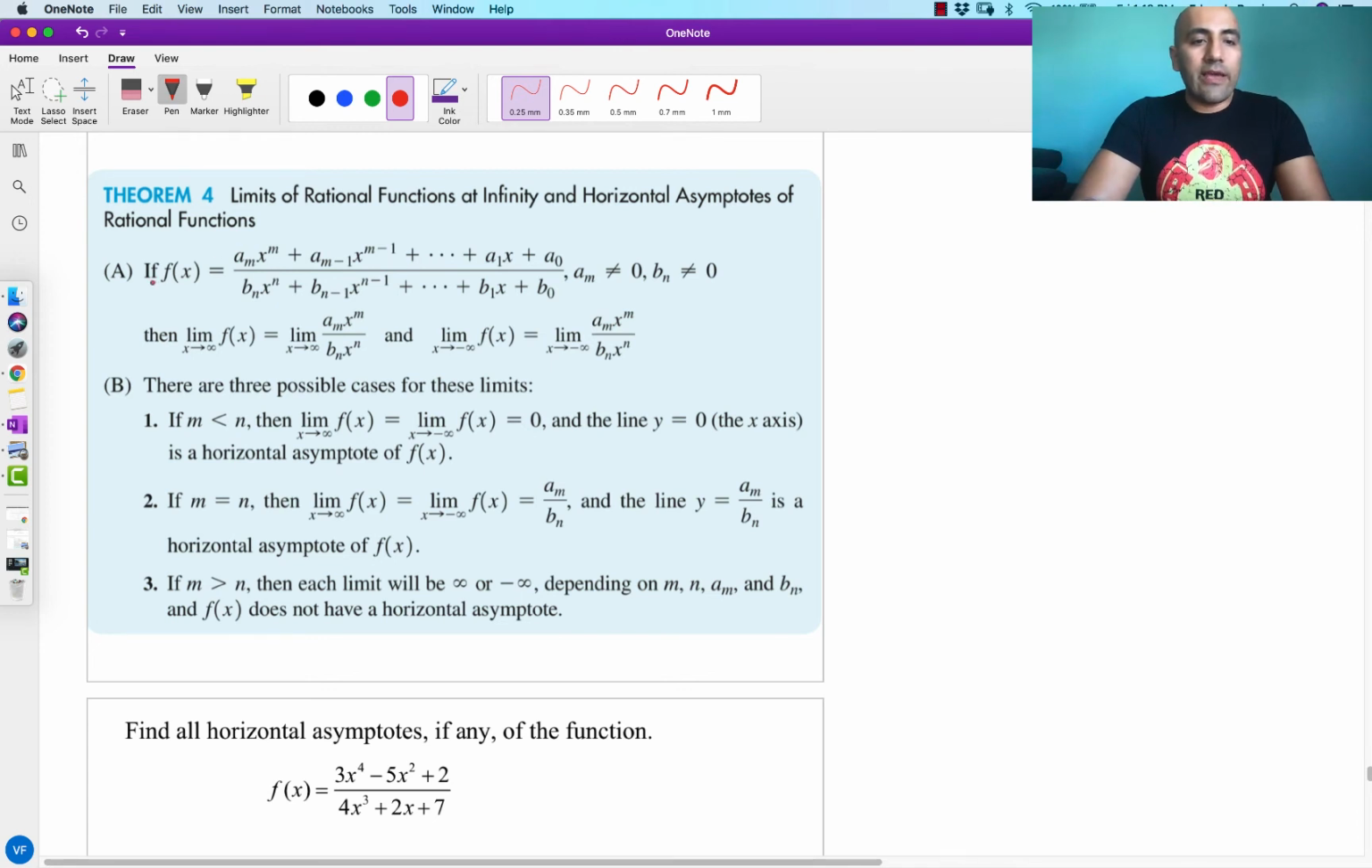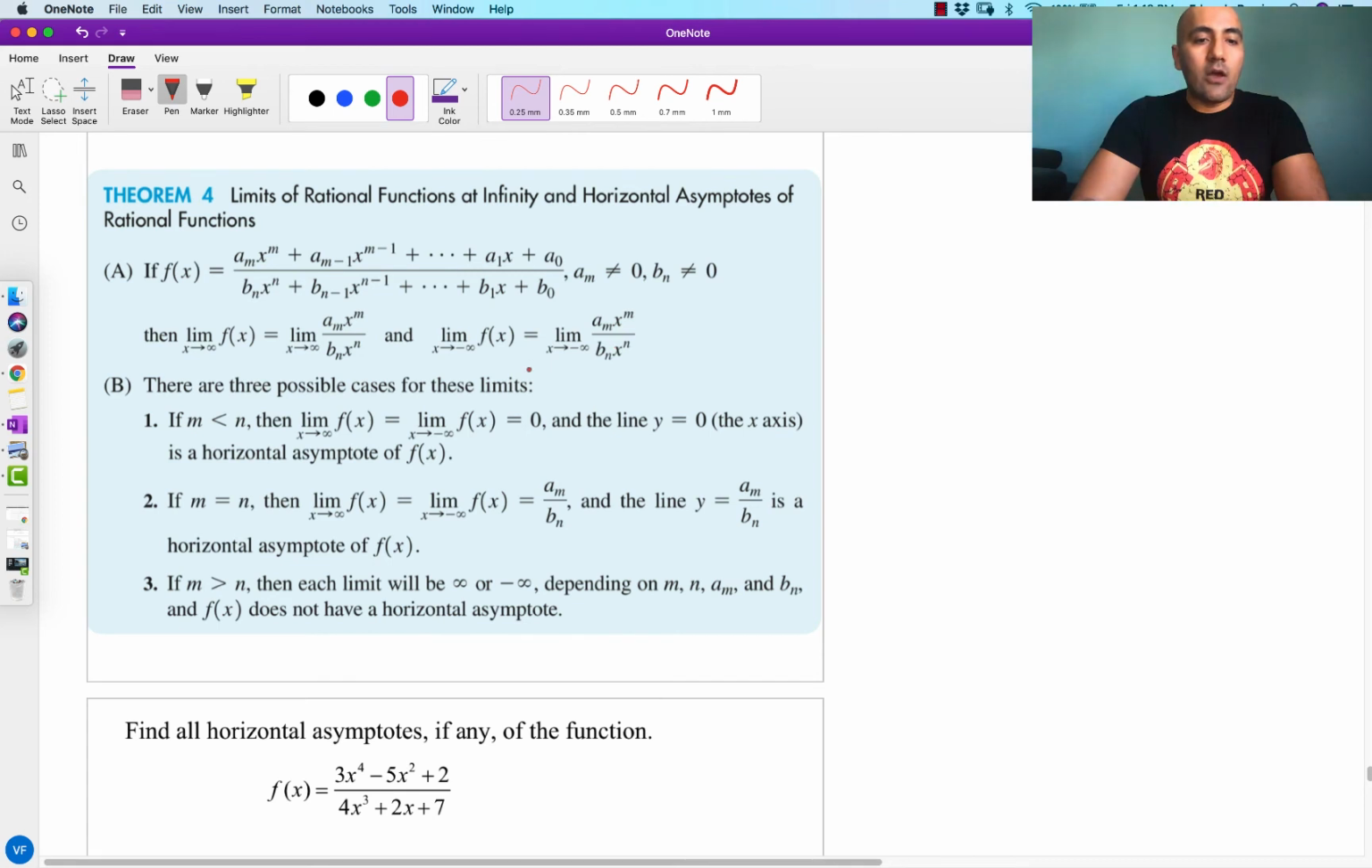So if we have a situation like this, then the limit as x grows toward positive infinity of f of x is going to be equal to the limit as x grows toward positive infinity of the ratio of the leading term of the polynomial in the numerator divided by the leading term of the polynomial in the denominator. Right? So we just care about these two in front. That will tell us the behavior. And that's true for positive infinity and negative infinity.